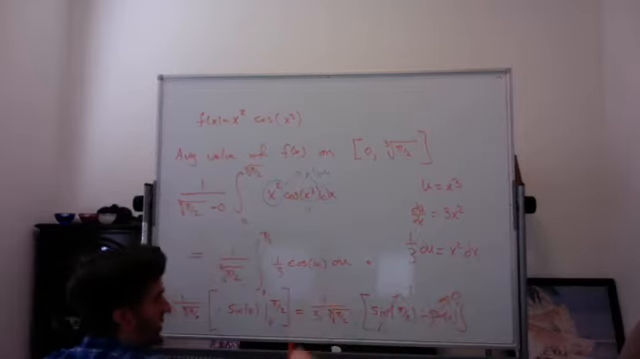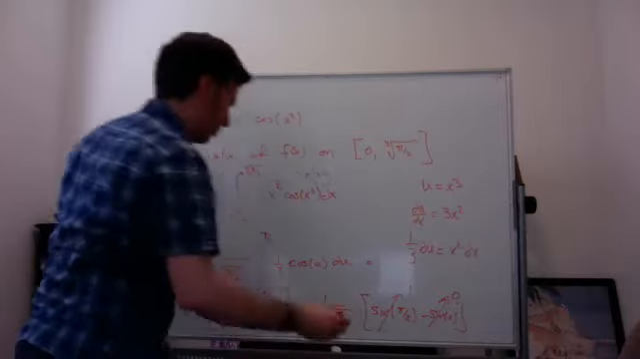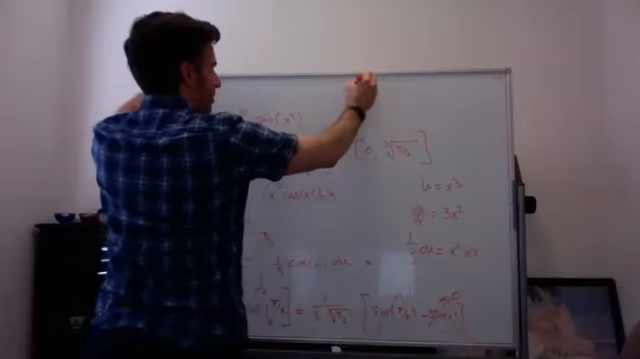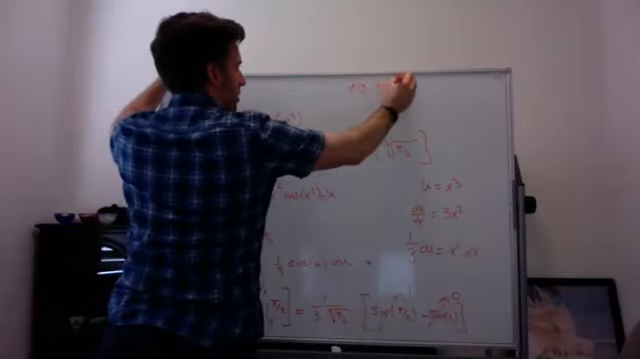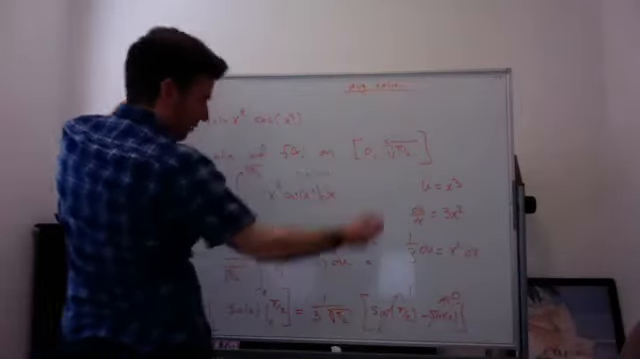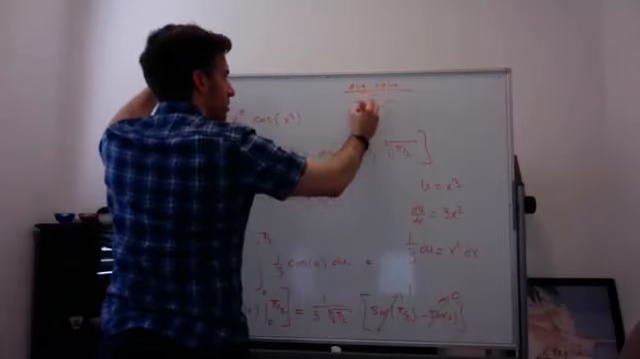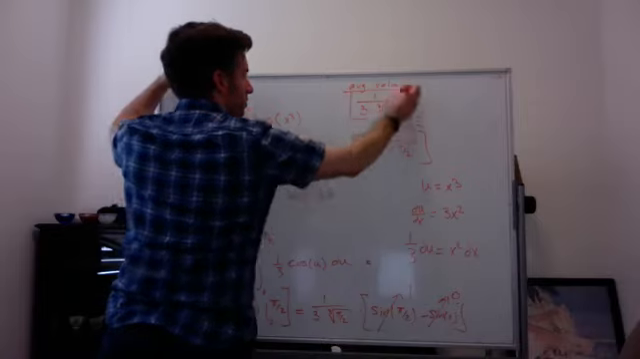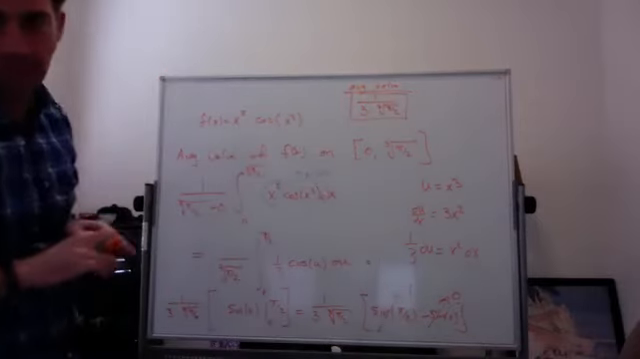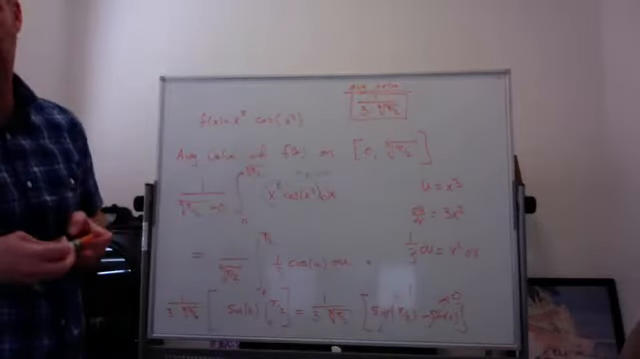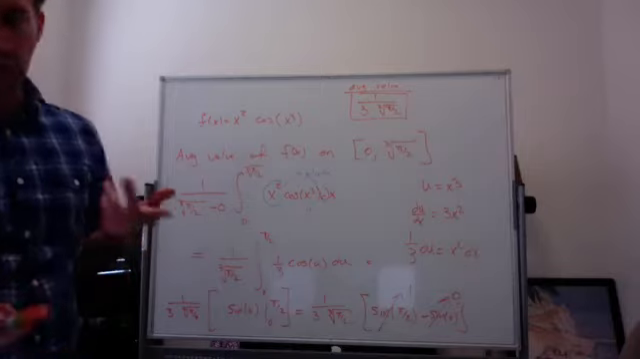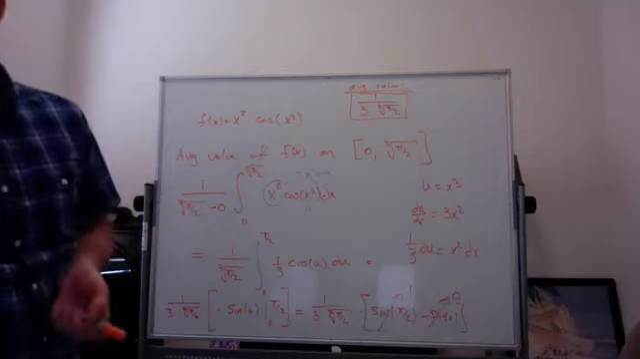So this is my final answer, which I wish I had more room to write. So I end up getting that my average value, let's write it up here, is 1/3 times the cube root of pi over 2. So that's how average value works. It's not too awful. It's really just integration and then dividing by the length.